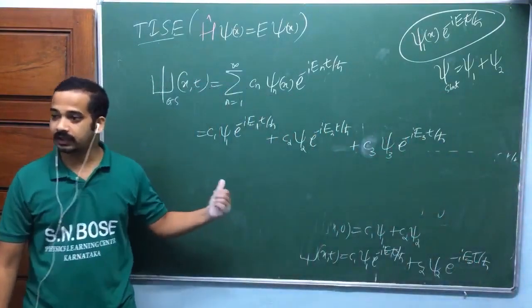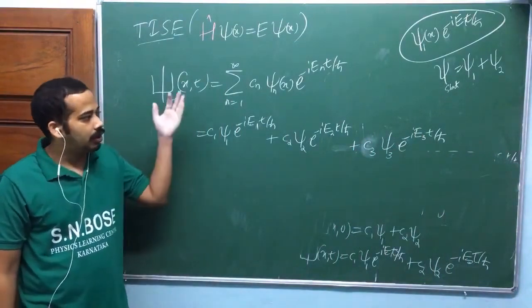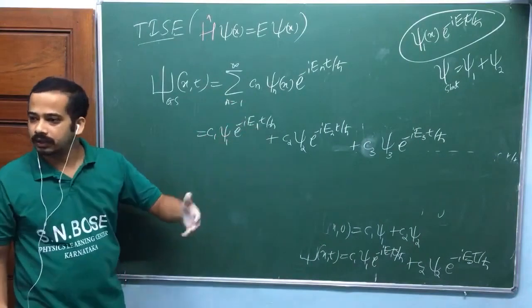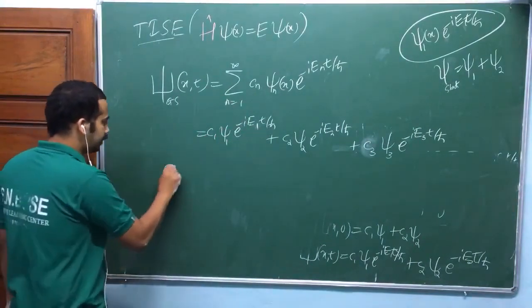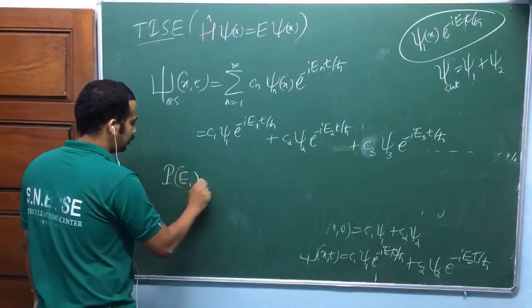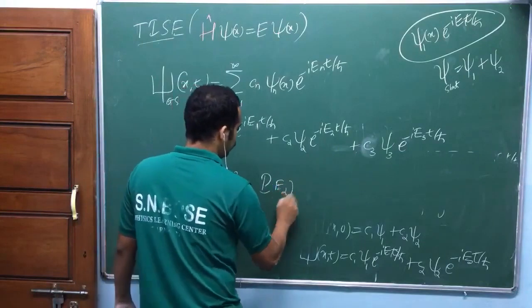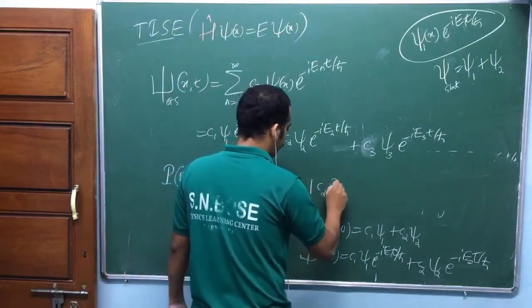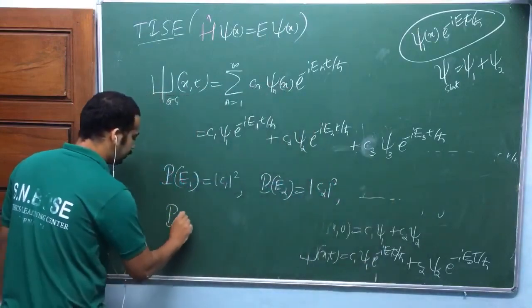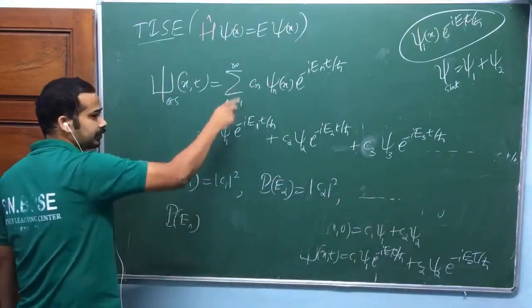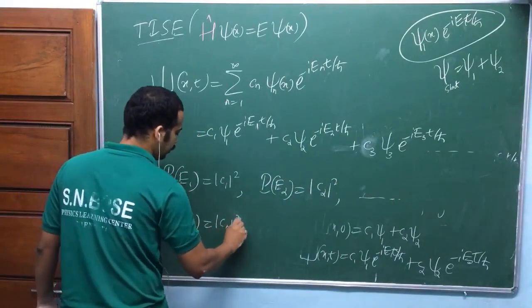Indeterminism comes in here. But if you can't say whether you get E1 or E2 or E3, you can at least say what the probability of each is, isn't it? The probability of getting E1 is equal to mod C1 square. The probability of getting E2 is equal to mod C2 square. And so on. In general, the probability of getting En in this kind of state is equal to mod Cn square.